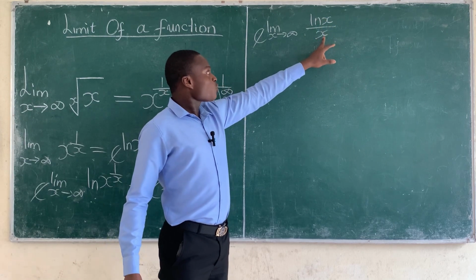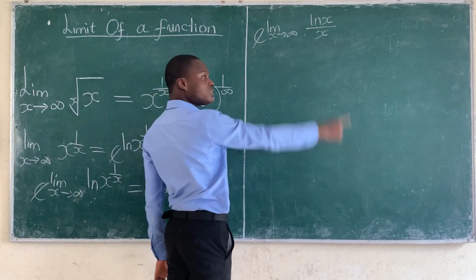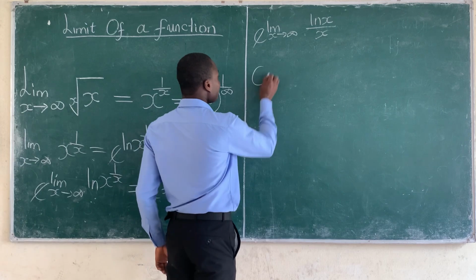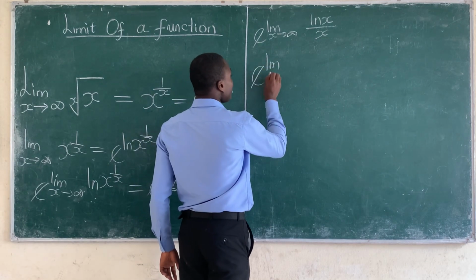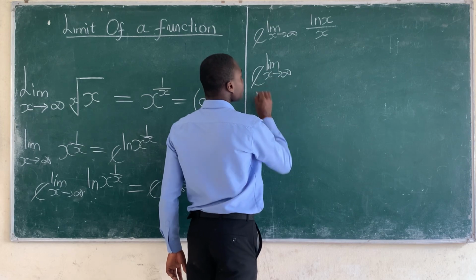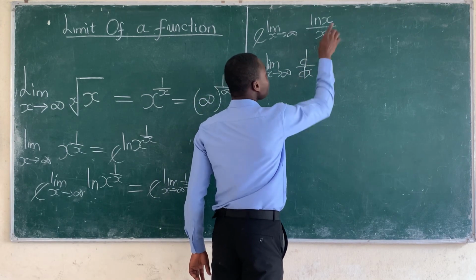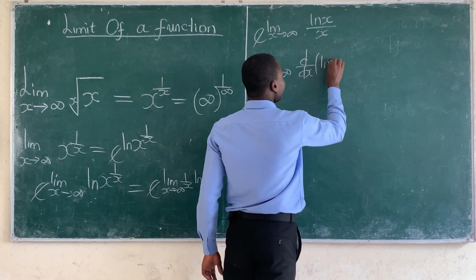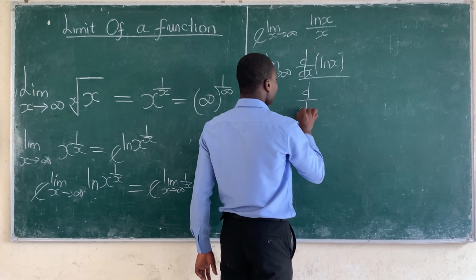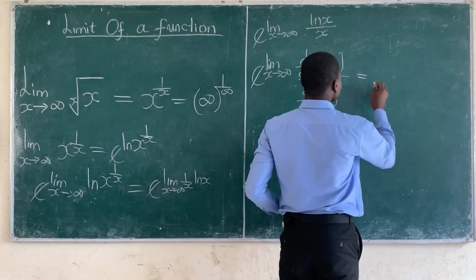Now, if you observe, you will see now that this is a rational function, and the variable we have there is x. So we can actually apply the L'Hopital's rule now by differentiating the numerator and the denominator. So we have e to the limit as x approaches infinity of d dx of ln of x over d dx of x. So this is what we have.